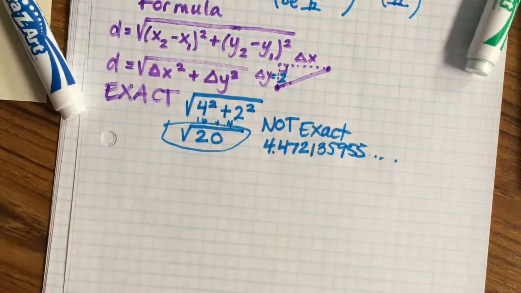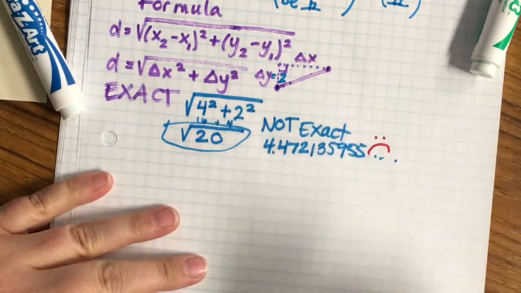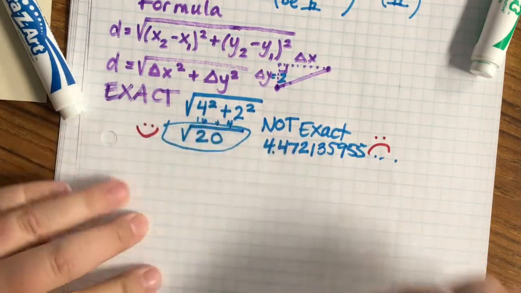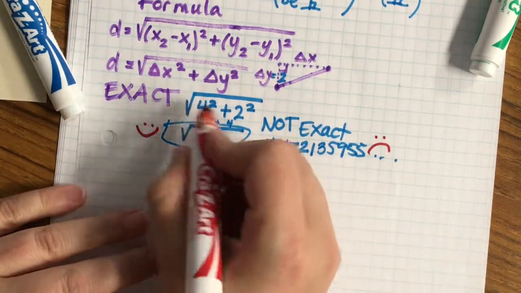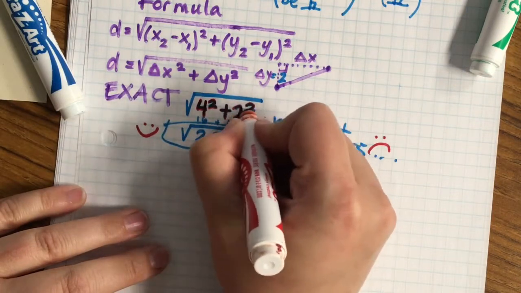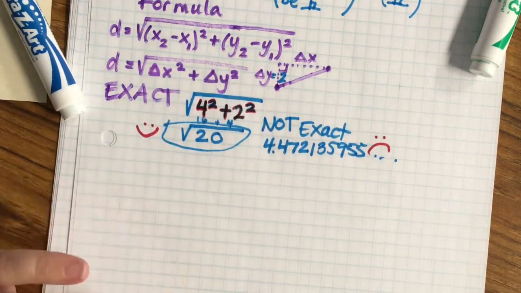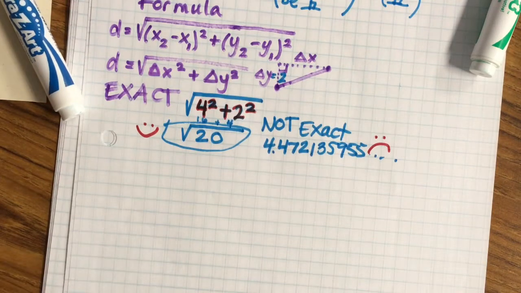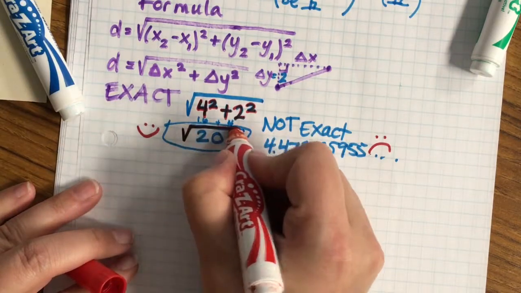When it says exact, we do not want decimals. Do we want decimals? No. We do want this. So really the only thing that you need to type in the calculator is this part, this 4 squared plus 2 squared. And because you have a brain and you can use it, you can simply draw the square root after.